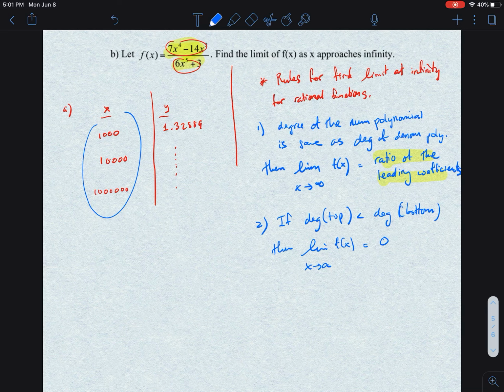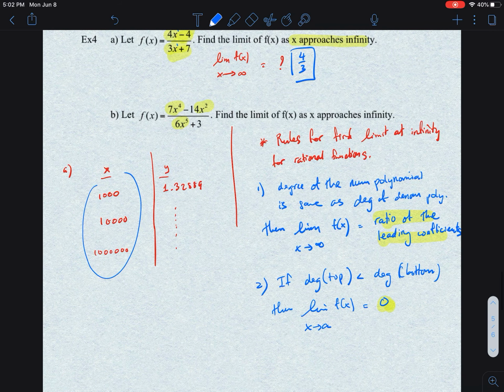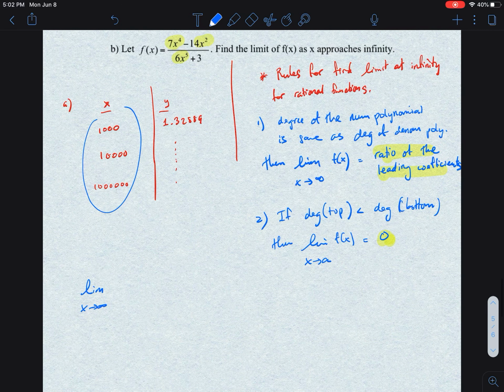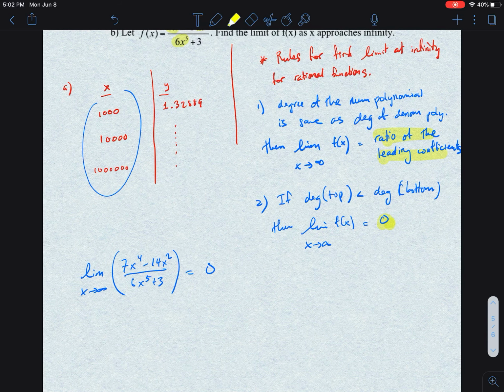So what this is saying is that if we were to plug in numbers and raise to the 4th power, raise to the 2nd, subtract this, and raise to the 5th power, the 5th power will outgrow the numerator quite a bit in the far long run, and this fraction here will tend to 0. So in part B, the limit as x goes to infinity of 7x to the 4th minus 14x squared over 6x to the 5th plus 3 is going to be 0, because of this rule here.